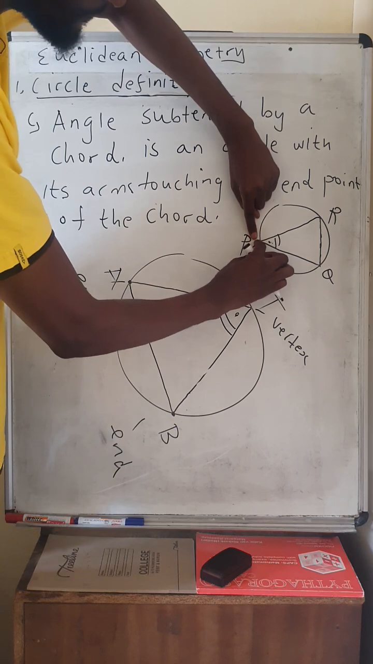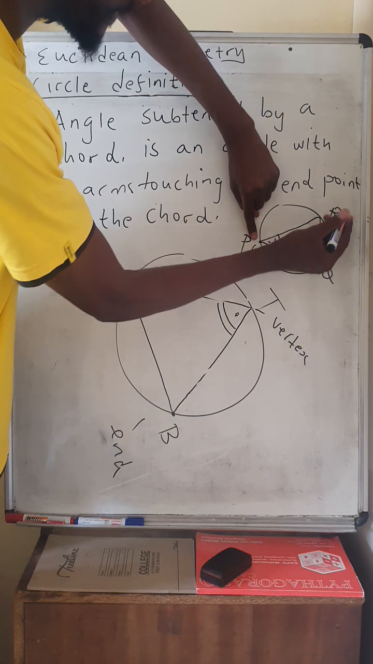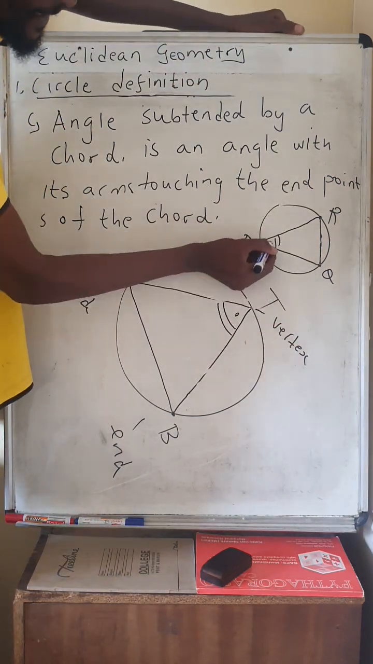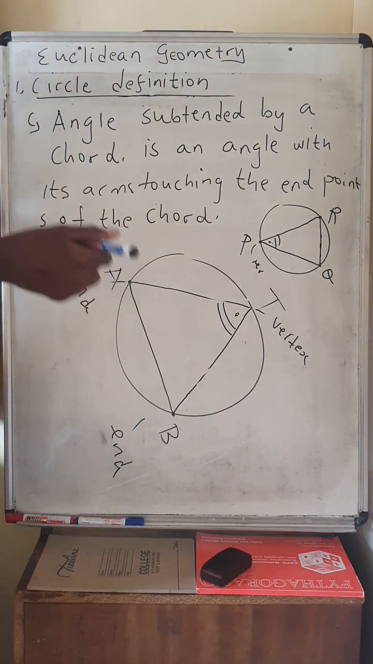So I'm going to follow the first arm. The first arm touches the circumference where? At Q. And then the other arm touches the circumference where? At R. Is there a line joining those 2 points? Yes. Therefore, this angle is subtended by a chord. That's how it works. So now let us go to the next one.